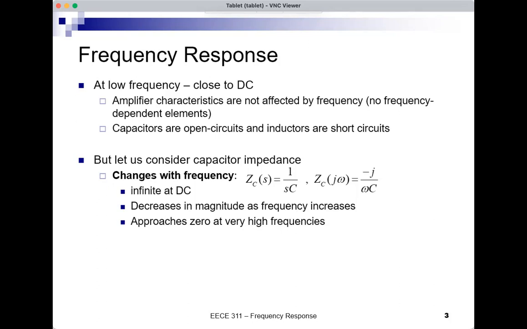But look at the formula, and here you see omega. So now if I change omega, the impedance will change with it. And if omega becomes large, the impedance becomes small. And not just small, but also it's a complex impedance. So it's a complex number. It has a magnitude and a phase angle. Now the phase angle happens to be fixed because it's pure imaginary. But the magnitude is 1 over omega C. And as omega increases, the magnitude decreases.